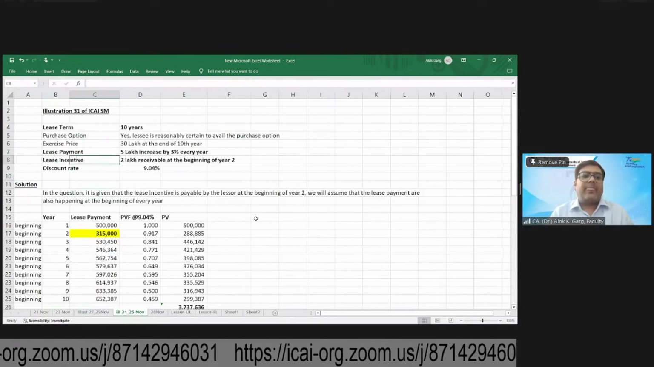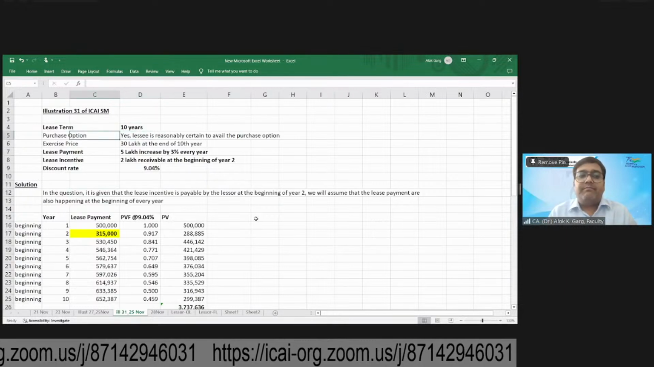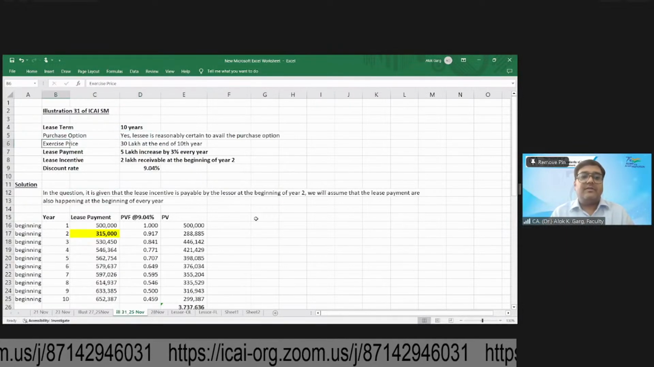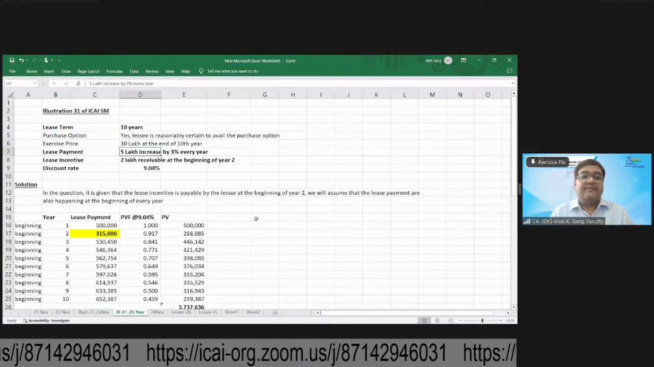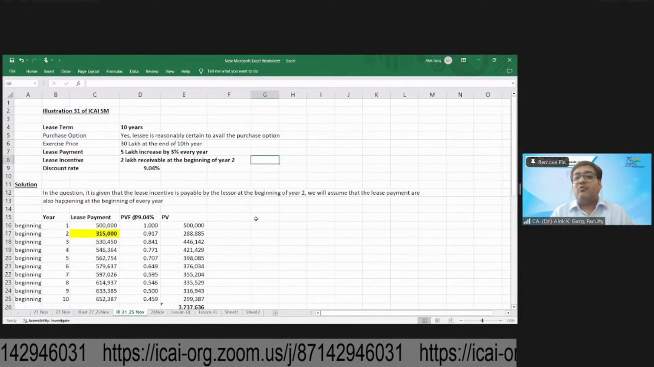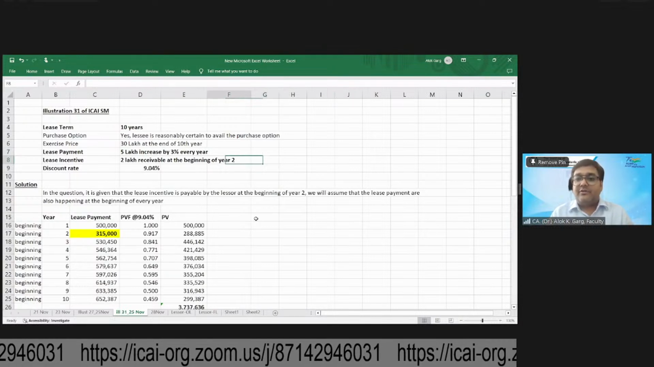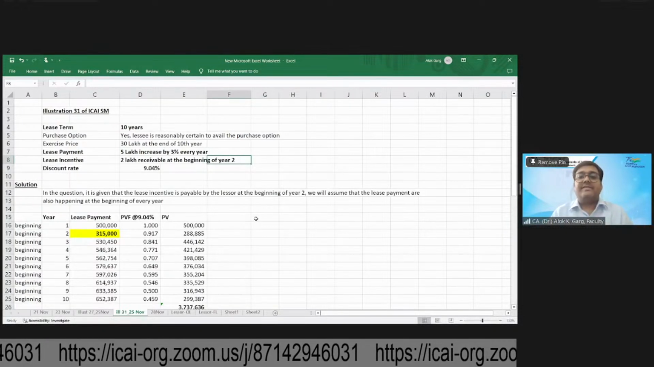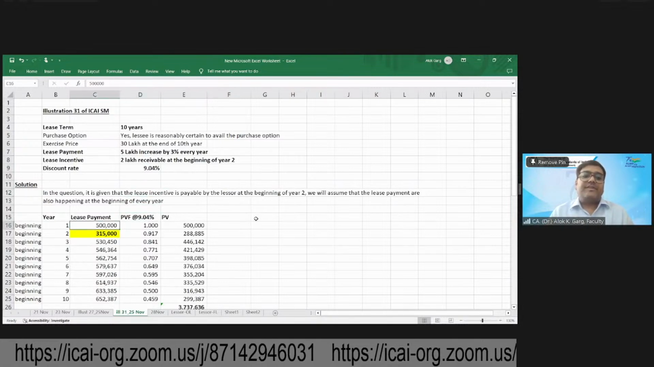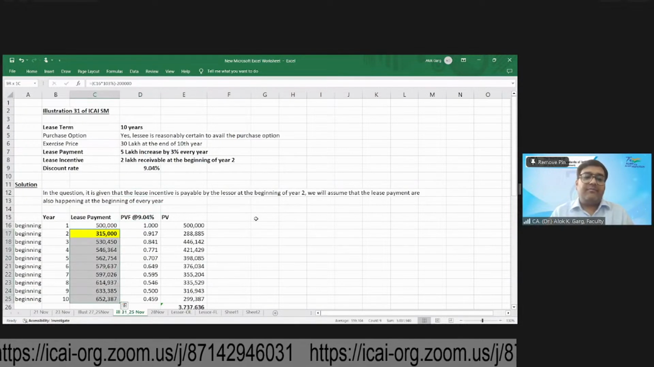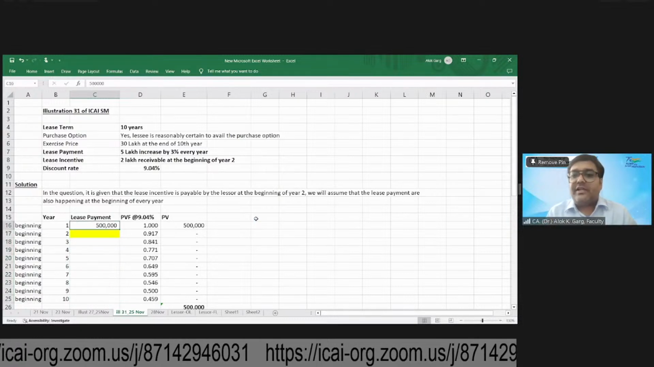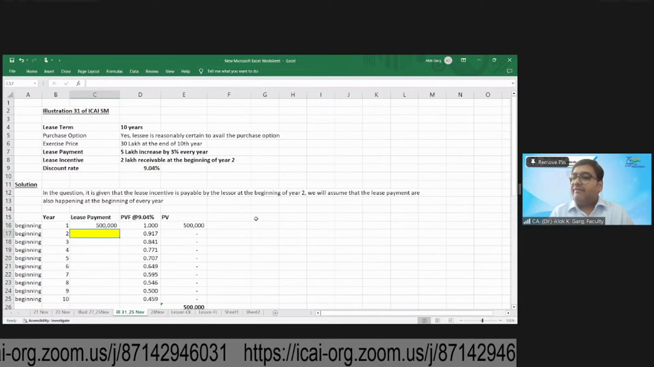Okay. Lease term 10 years. Purchase option, yes. Lessee is reasonably certain to avail the purchase option. Exercise price is 30 lakh. Lease payment is 5 lakh. Lease incentive 2 lakh at the beginning of year 2, discount rate is 9.04%. First year, what is the payment which I have to make? In the first year, 5 lakh rupees.